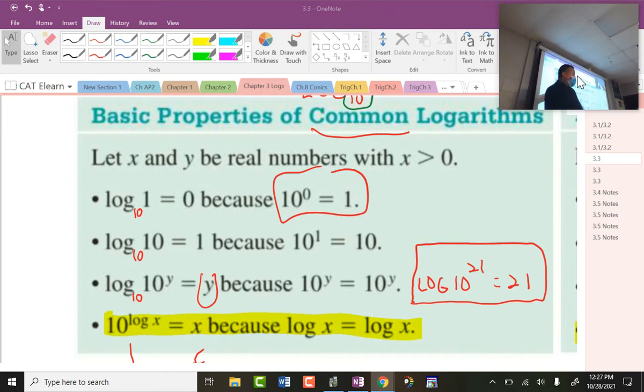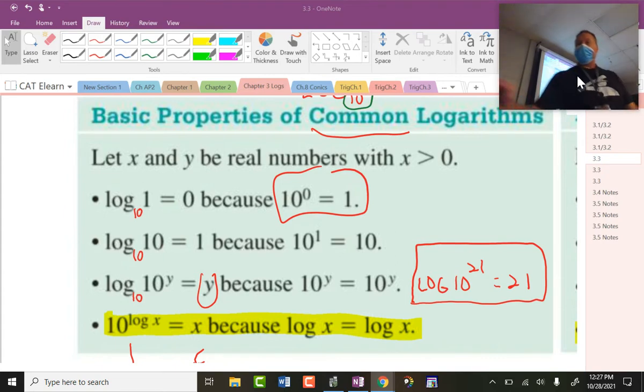But back to Matt's question. 10 to what power equals 1? What's the answer, Matt? 0. 10 to what power equals 10? Sam. 1, right? These all make sense. And then this one, log base 10 of 10 to whatever power is the power. And I have this written over here. Log 10 raised to the 21st.